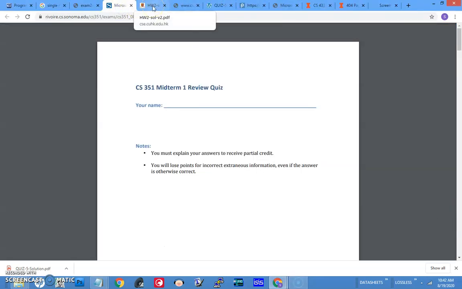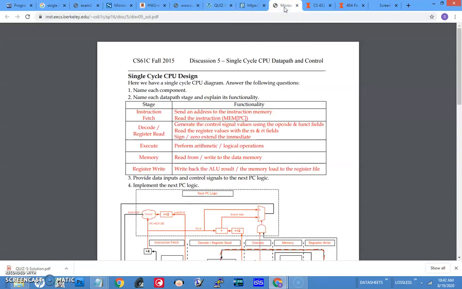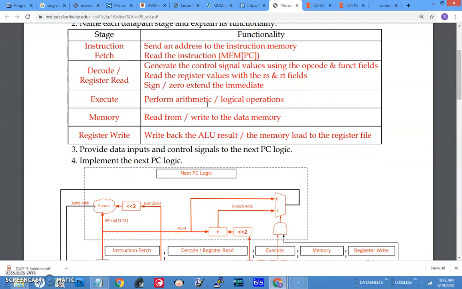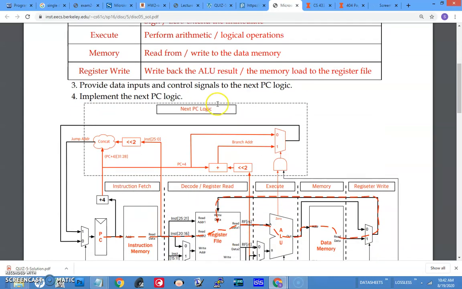So dear students, today we will see how to solve the problems or questions based on single cycle implementation. So let us look at some already solved problems. So here you can see a question. Name each component, name each data bus stage and explain its functionality. So this is already done in our class. Again we are explaining because some students were still not clear.